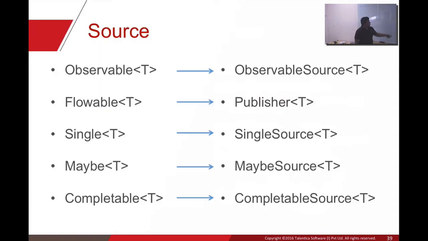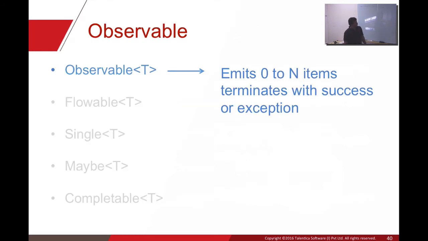See, these are the sources available in RxJava. This is Observable, which can emit 0 values, 1 value, or n number of values, and it will finish with OnComplete, or it could emit infinite values also. There is Flowable, Single, Maybe, and Completable. So Observable emits 0 to n items, and it terminates with success or exception. It's also possible that without emitting a single value, there was an error, and it will terminate with exception.